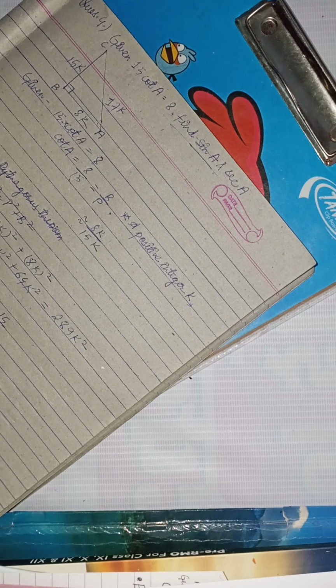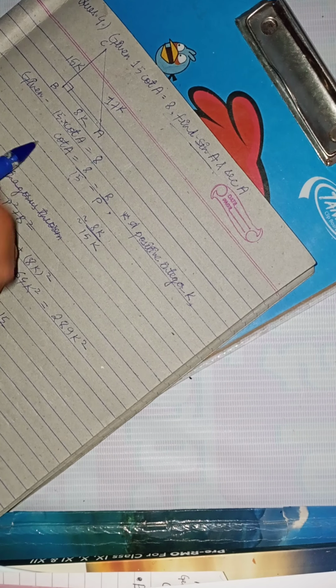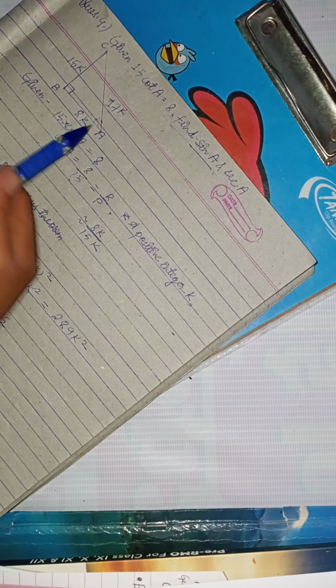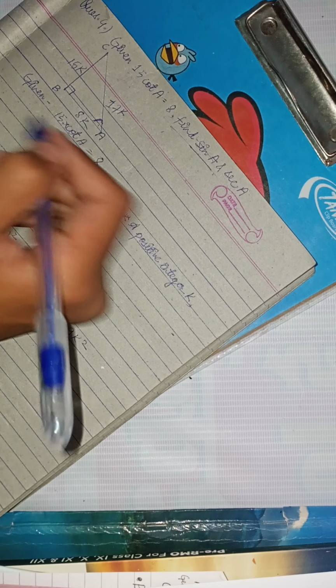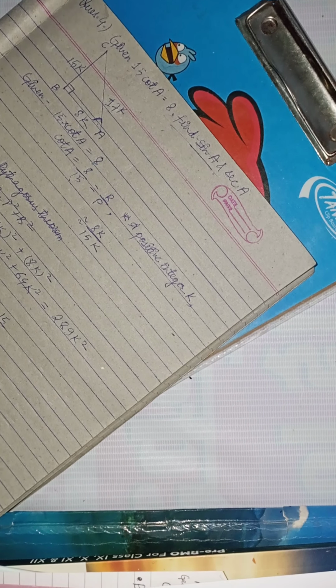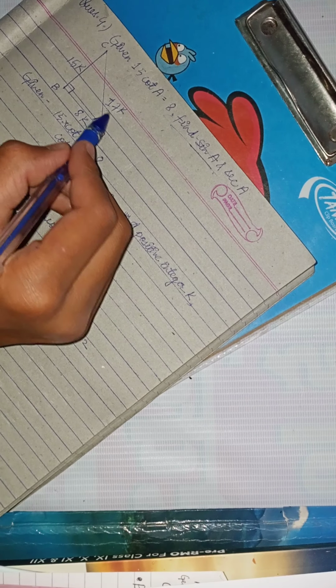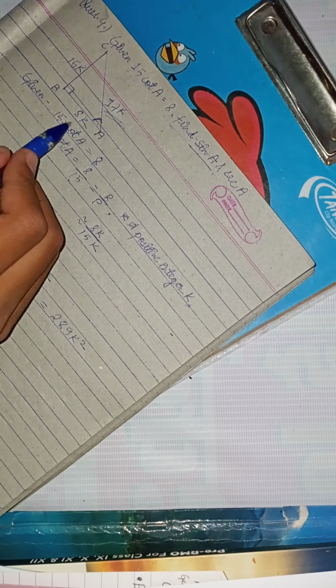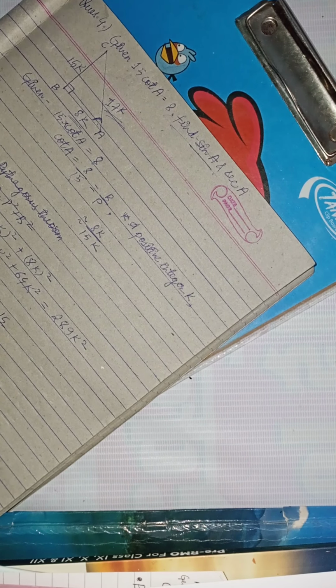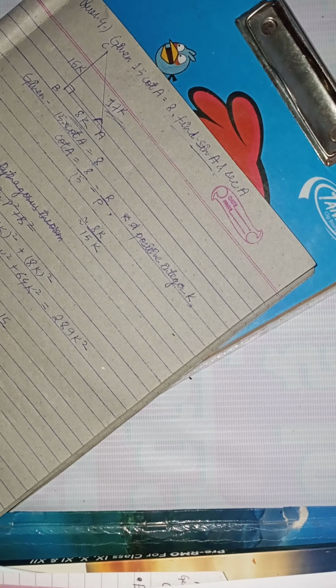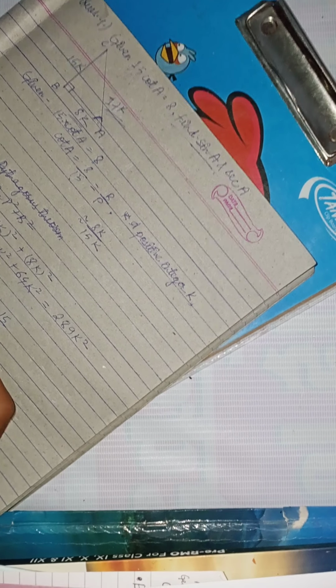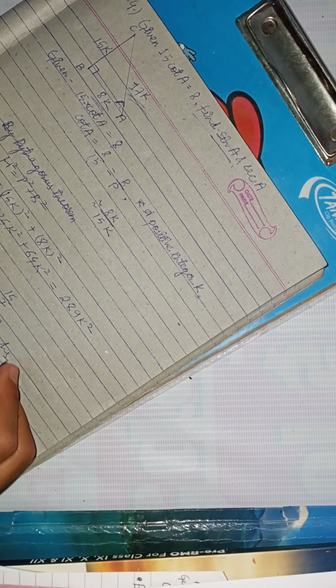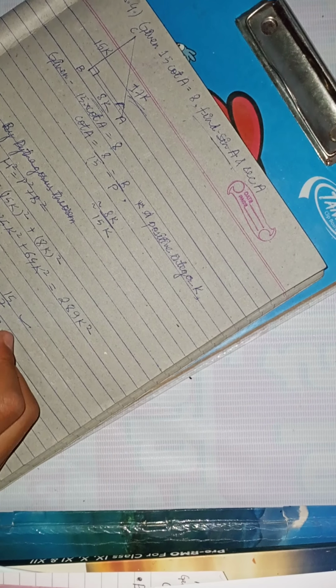And now let's move on to sec A. What is sec A according to angle A? That will be hypotenuse by base. So what's hypotenuse according to angle A? 17k. And what's base? 8k. So 17k by 8k. So that will be 17 by 8, and that's the answer. That's for sin A and that's for sec A.